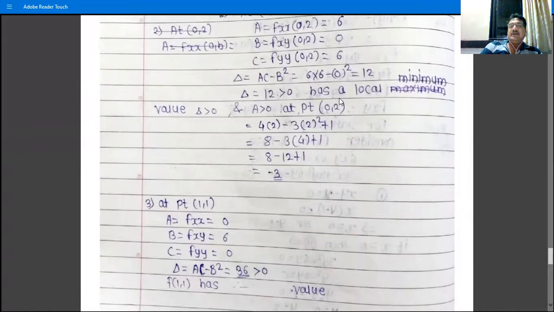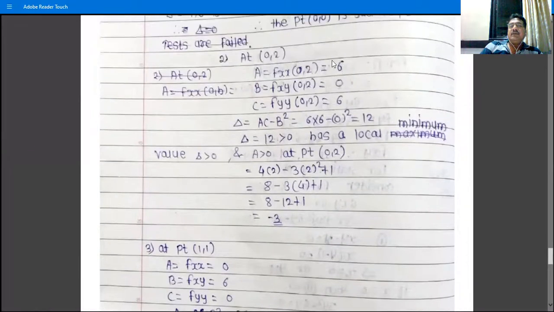And delta is greater than 0. And what about A? A is also greater than 0. And therefore, as delta is greater than 0 and A is greater than 0, the function has a local minimum value at (0, 2).